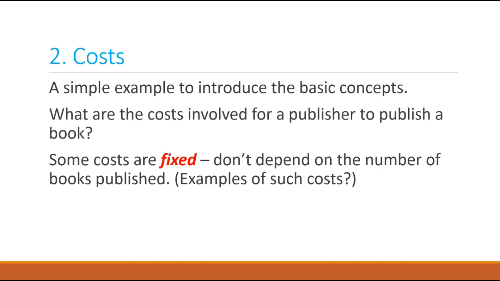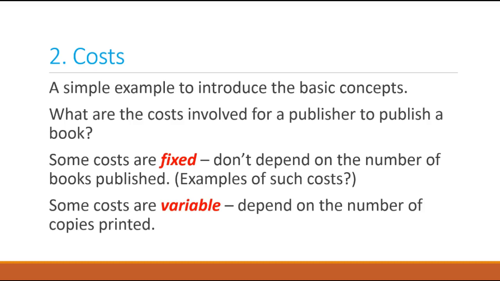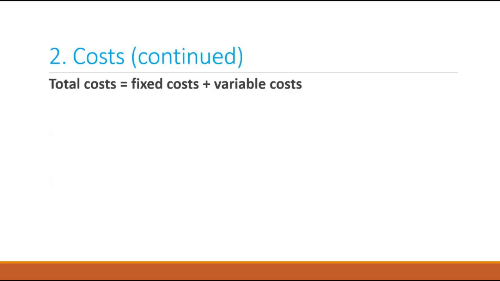Well, the other kind of costs that we're going to identify are called variable costs. So obviously, those are costs that vary with the amount that's produced, in this case, the number of copies that will be printed. Well, let's just summarize some cost concepts. We can just talk about total costs as just the sum of fixed and variable costs.